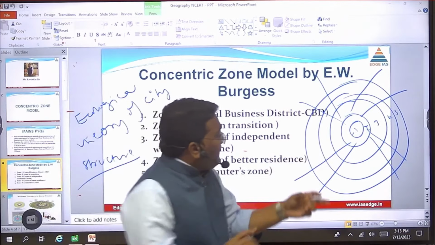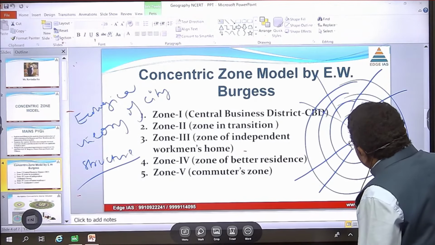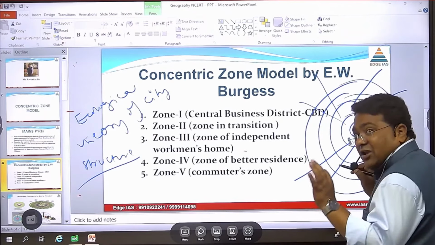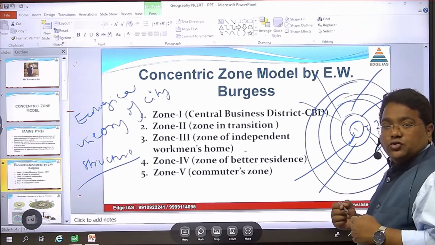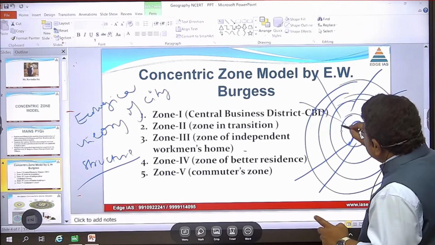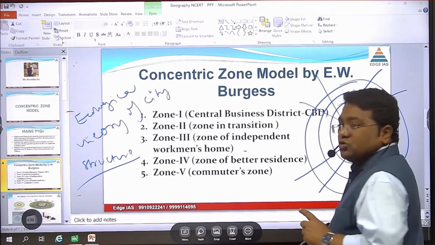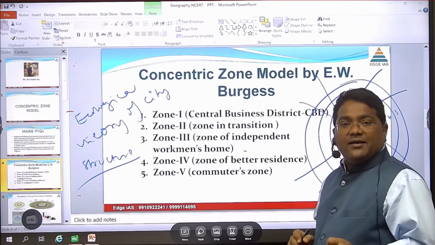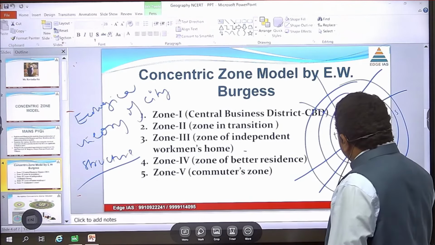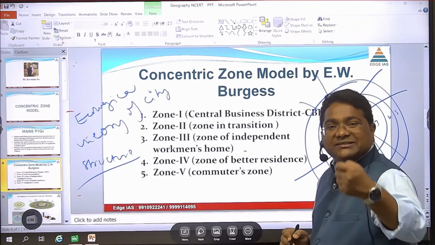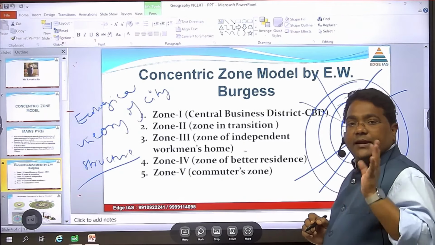In zone 2, the transition zone, as you move from zone 1 to zone 2, the value of land comes down. It is like a blighted zone. Why are these people present in zone 2? They cannot afford transport charges, so they stay very close to the city. They provide service, especially labor service, to zone 1, the CBD.